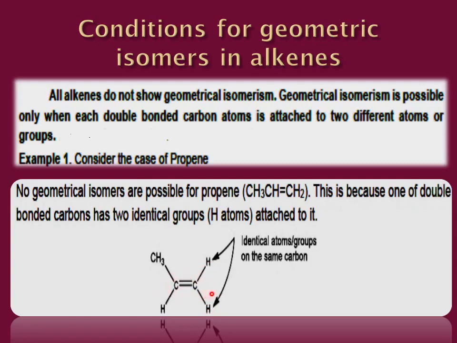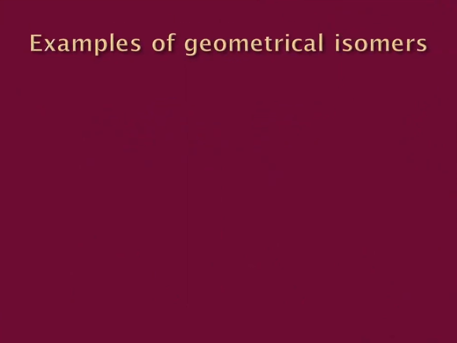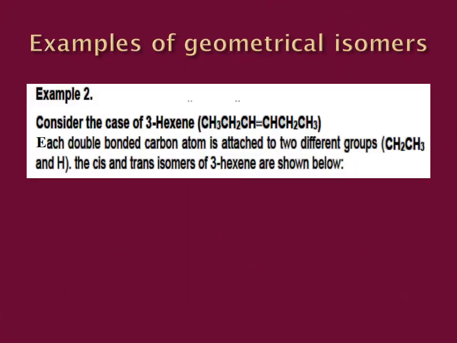Students, let us study some examples of geometrical isomerism. Consider the case of 3-hexene. Cis and trans isomerism is possible in 3-hexene because each of the double bonded carbon atoms is attached to two different groups, that is an ethyl group and hydrogen. The cis and trans isomers of 3-hexene are as follows.